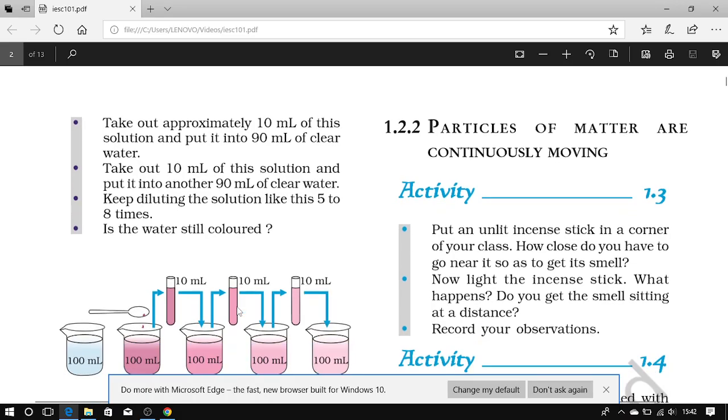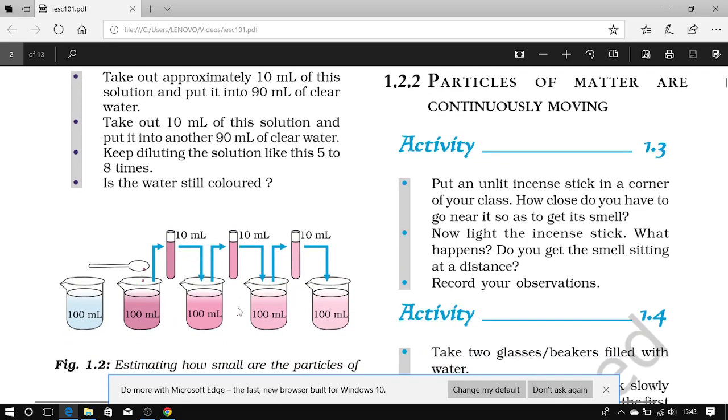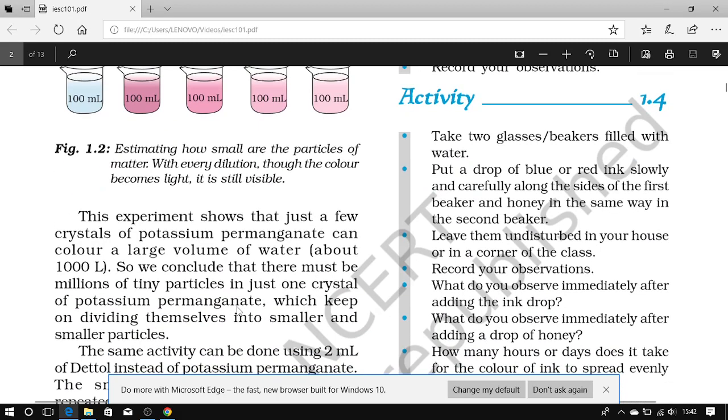And particles of matter are continuously moving. So let's start activity 1.3. Put an incense stick in a corner of your room. How close do you have to go near it to get its smell? Now light the incense stick. What happens? Do you get the smell sitting at a distance? Record your observation.